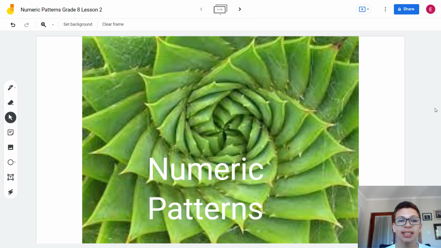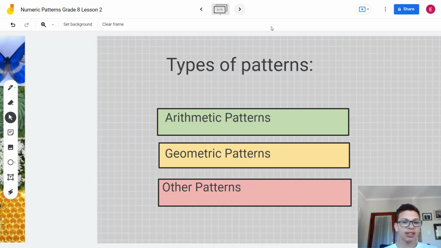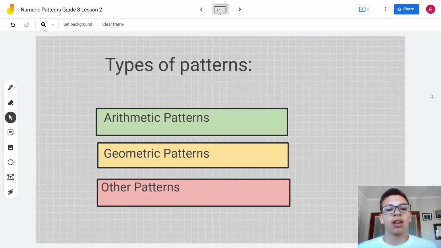We're going to do grade 8, lesson 2, which is about numeric patterns. So, why are numeric patterns useful? Well, numeric patterns are found all over nature, and it's not a coincidence why they're so common. However, in grade 8, we're going to learn 3 types of patterns. There are more patterns you might learn in all the grades.